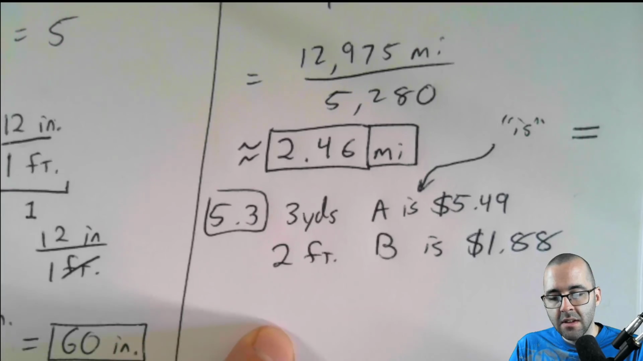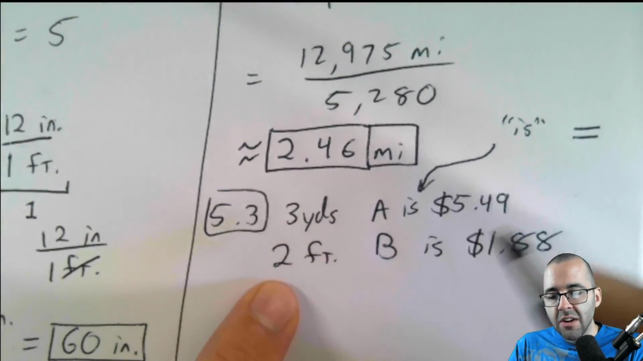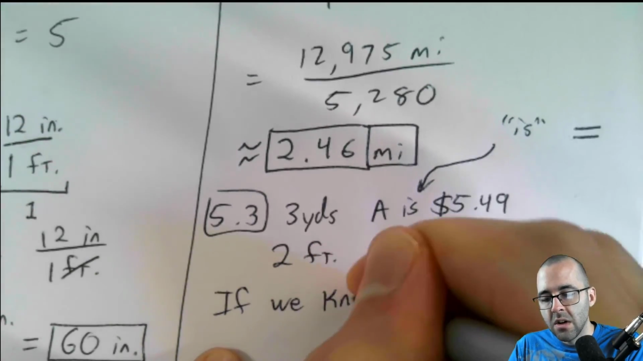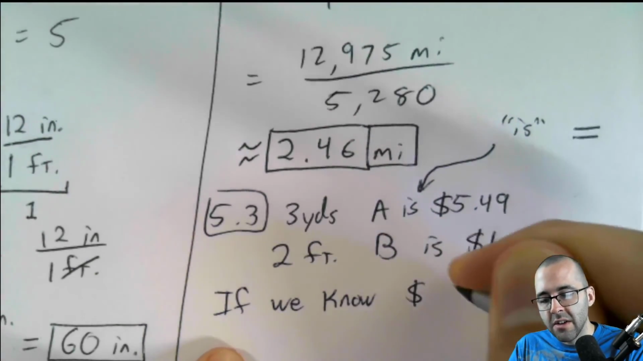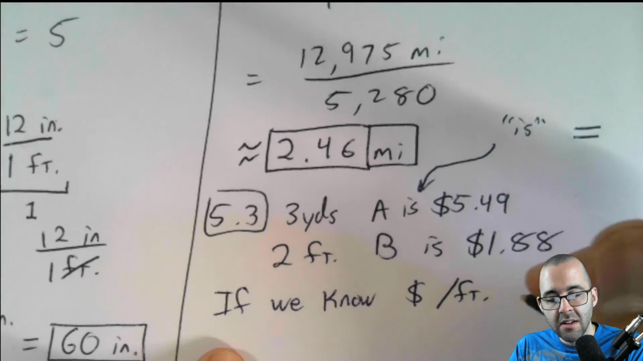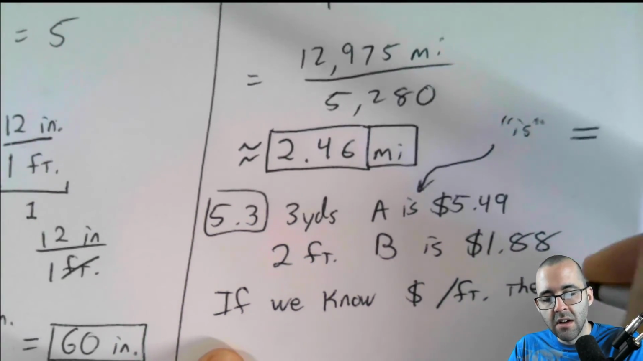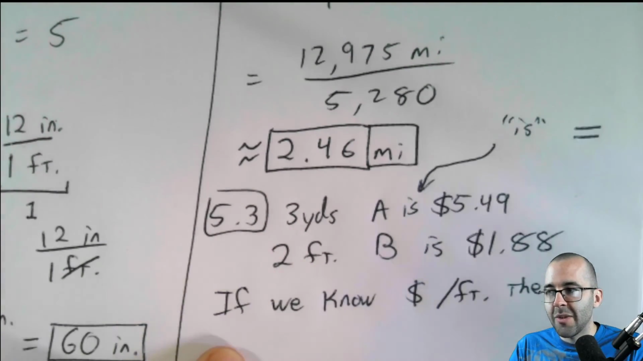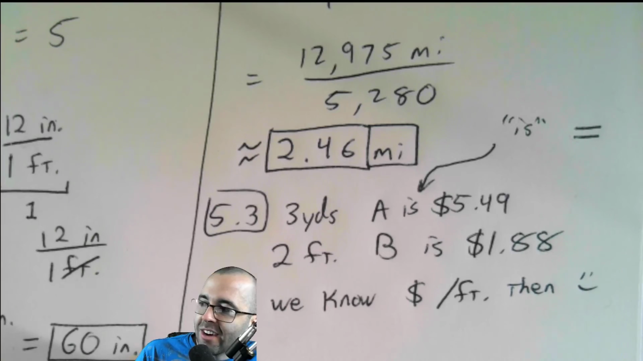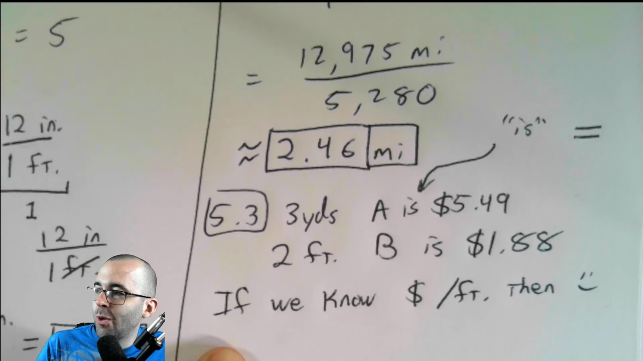Okay? So we can just try to figure out, right? If we know the dollars per foot, then we have the answer. Also, I'm on the wrong side. I'm blocking the work now. Whew, there we go.